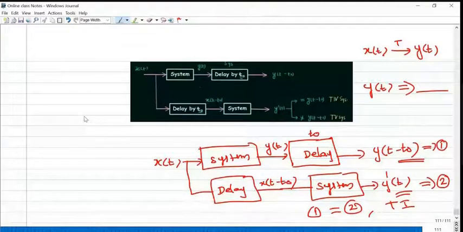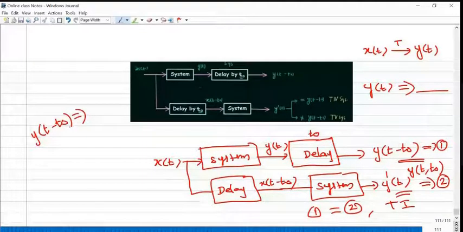In that problem, we are going to write y of t minus t naught, or instead of y dash of t, some textbooks follow y of t comma t naught. Remember, y of t minus t naught represents your output delayed by t naught amount of time. Input directly applied to the system, you are getting y of t. Assume your y of t is delayed by t naught, that is y of t minus t naught.